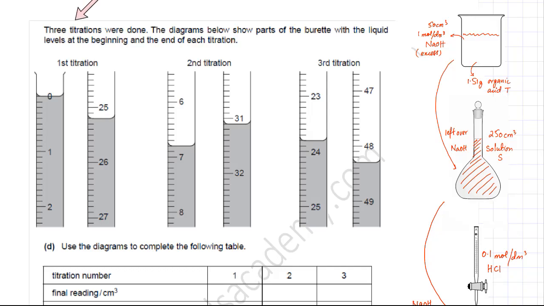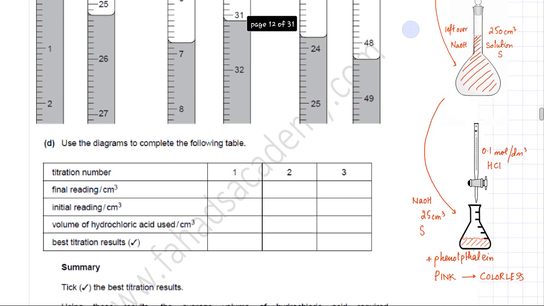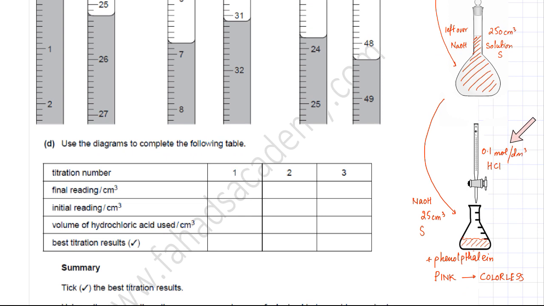Now the question reads that 3 titrations were done. The diagrams below show parts of the burette with the liquid levels at the beginning and end of each titration. So he's given us the burette readings for 3 separate titrations. Remember that this is where titration was occurring. The HCl was being added to this NaOH, the leftover NaOH in this conical flask. So the titration values would represent the amount of HCl that's being added.